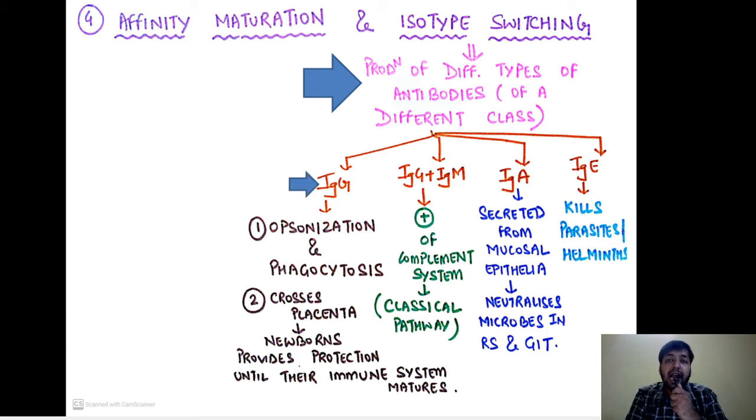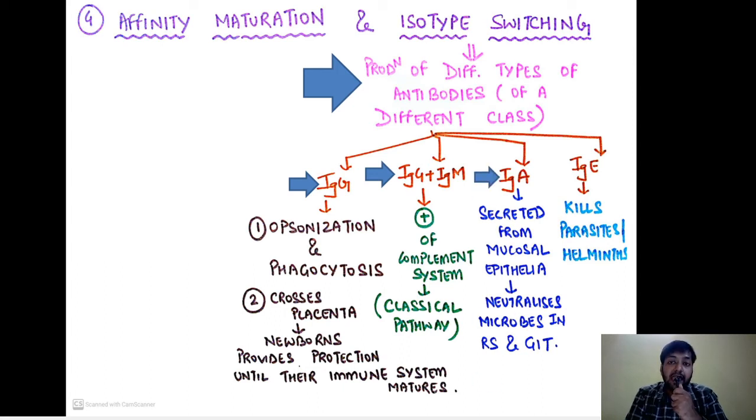For example, IgG antibody production has two functions. One of them we have already read, that IgG helps in opsonization and phagocytosis. Plus IgG can also cross the placenta from the mother to the child and provides protection to the newborn until their immune system matures. Secondly, both IgG and IgM together can stimulate the complement system by the classical pathway.